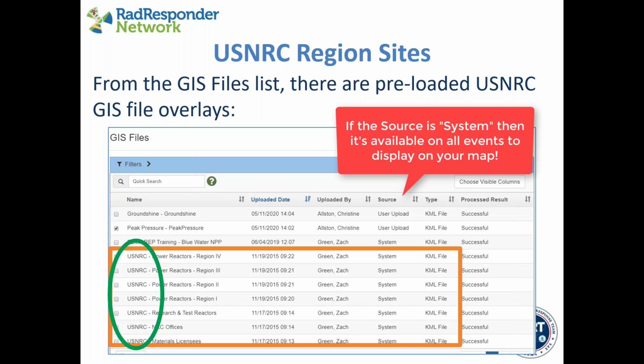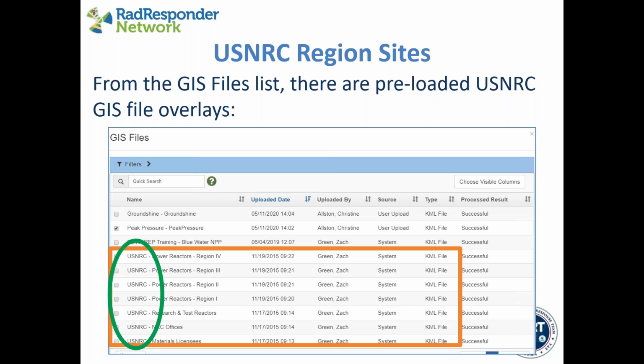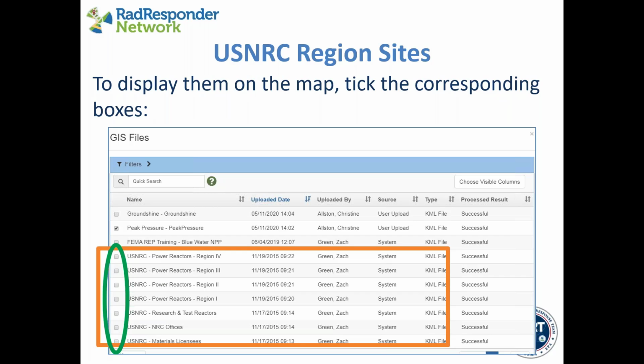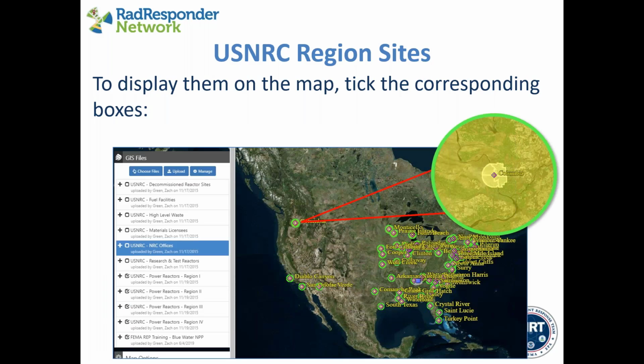So from this GIS files list, there are those pre-uploaded USNRC GIS file overlays, which you see highlighted in green. If you want to display any or all of these on the map, you'll just tick those corresponding boxes and then click Continue. And once they're on the event map, you'll just click the ones that you want to actually display via the map, which you can see here. So I have the USNRC region 1, 2, 3, and 4 displayed on my event map.